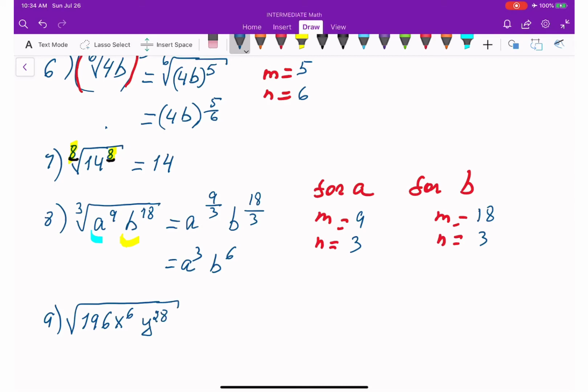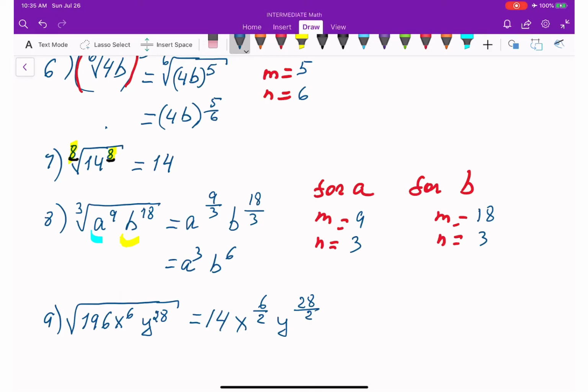Okay, square root. So how much is the square root of 196? I believe it's going to be either 14 or 16. Let me see. 14. So the square root of 196, you can write it as 1 over 2, but it doesn't matter. So the square root of 196 is 14. X is going to be 6 over 2. Y is going to be 28 over 2.